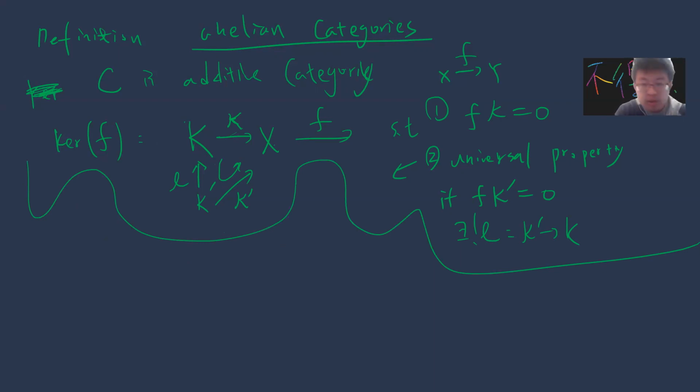Okay. So obviously that's the kernel of f. In the category setting, the kernel is not just a subset of X, but the object and the map. So the kernel of f is unique up to isomorphism. Okay, and you can also define a co-kernel.